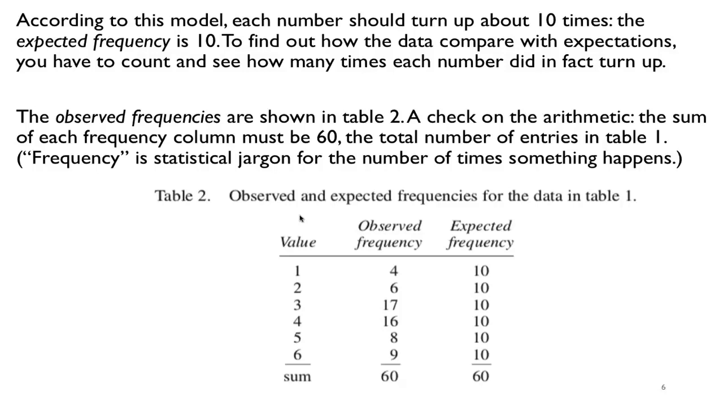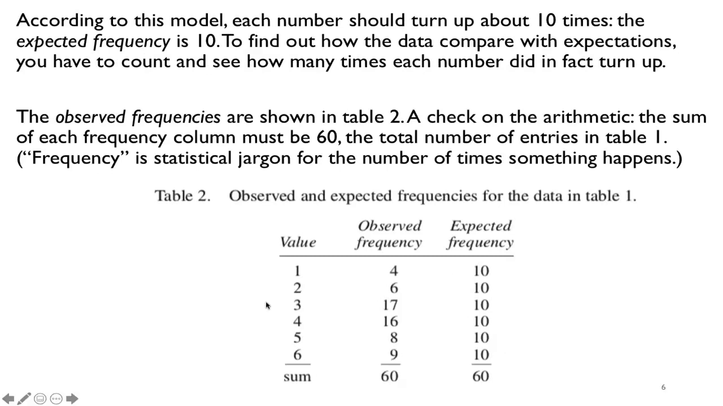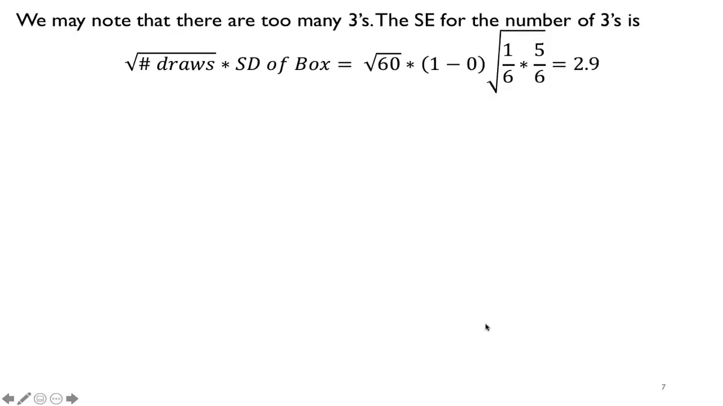Now we want to look at these and figure out how far off the observed frequency is from the expected frequency. Notice that there are a lot of 3's here. The 3 comes up 17 times, but we only expect 10. So if you look at one number, then maybe it's off. The same thing for number 4. The 4 comes up 16 times, which is maybe a little bit too many.